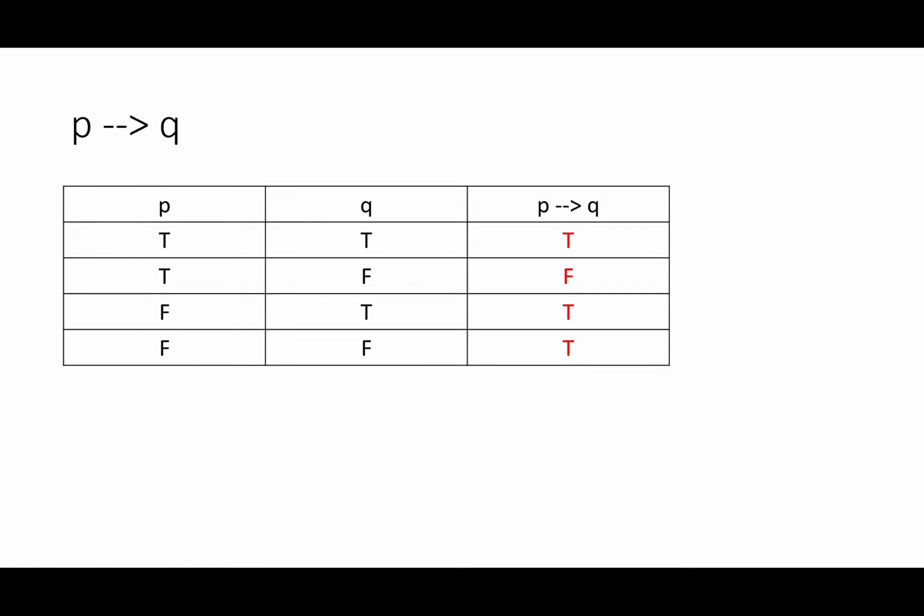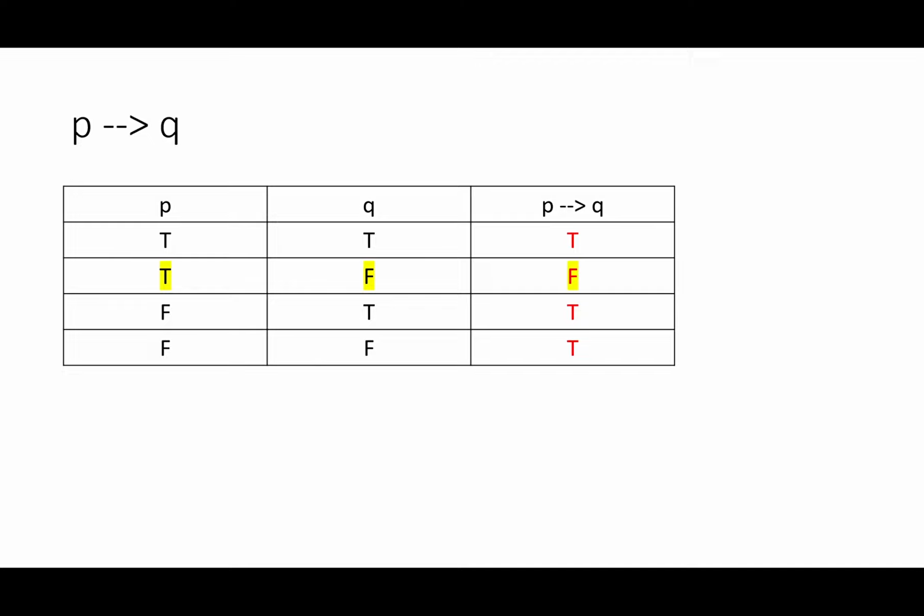The first row, true and true and true, that one doesn't seem to bother anyone. Most people get that. You might say, if it is raining, then the ground is wet. And it is raining, and the ground is wet, so you're not very surprised that that conditional is true. But let's take a look at this line, probably the most important one. This is when a true antecedent leads to a false consequent. That's what makes the conditional false, and it's the only thing that makes it false.